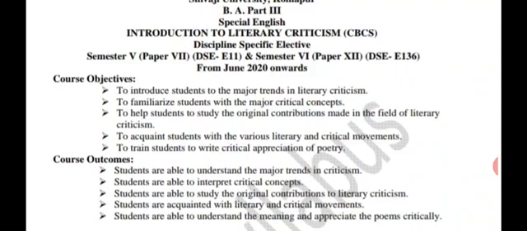Second objective, to familiarize students with the major critical concepts. What are the major critical concepts? Here you are going to learn the isms. As it is named literary criticism, there are isms in that particular paper. There are types of isms: formalism, new criticism, psychological approach, feminism, and many more. All those things are included in it. Those are the major critical concepts.